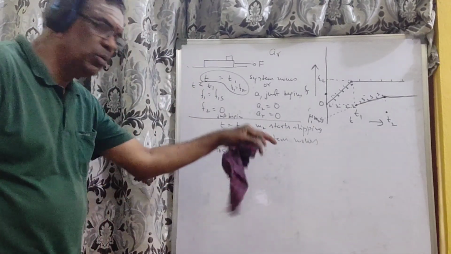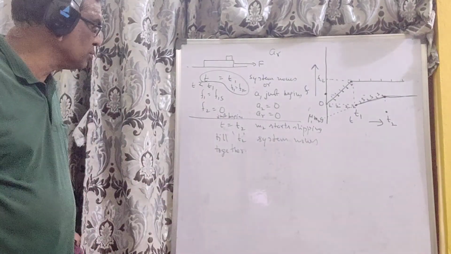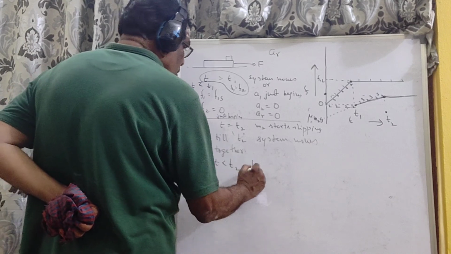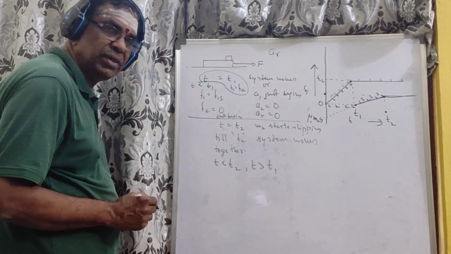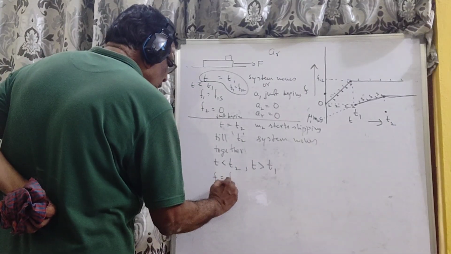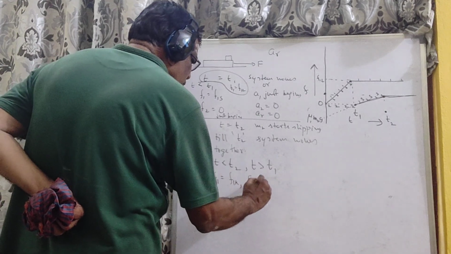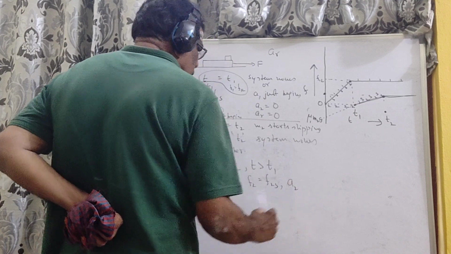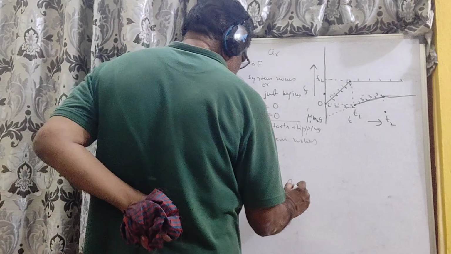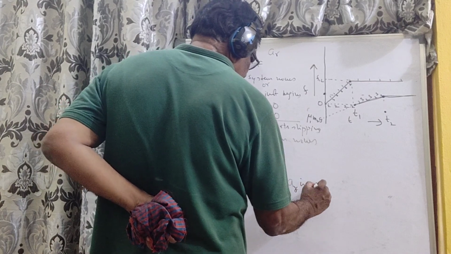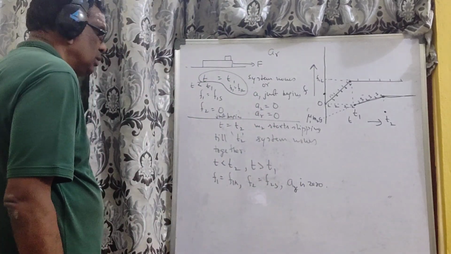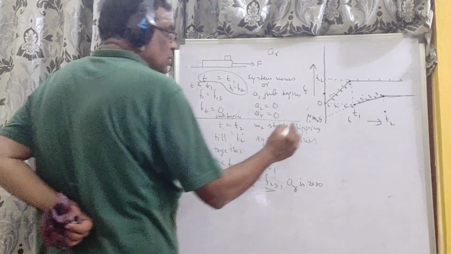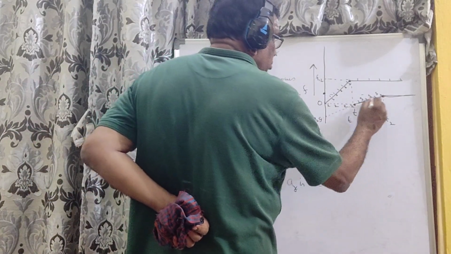Till T2, the system moves together. They may ask like that also. Okay, but if T is less than T2 and T is greater than T1, then F1 is F1K, F2 is F2S, and AR is 0. So for F2, we found an expression for F2S where we got this intercept as well.